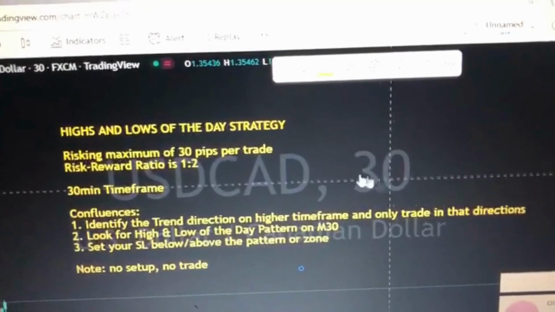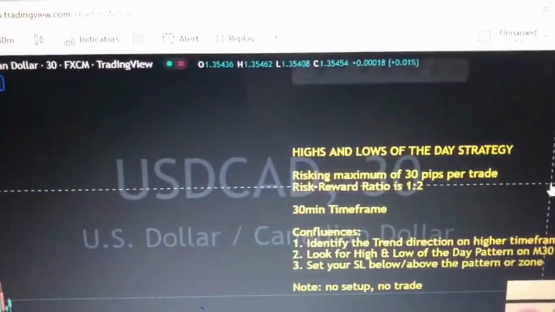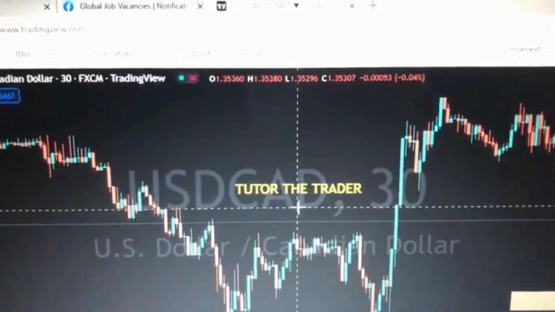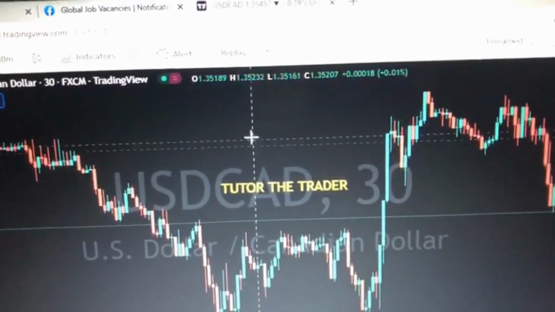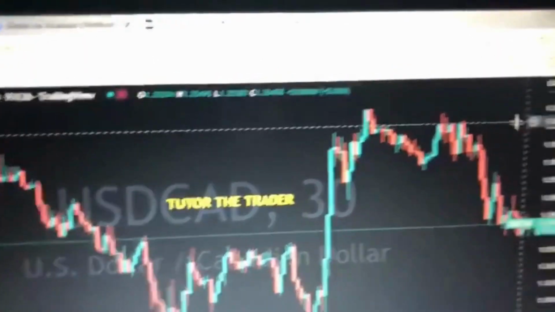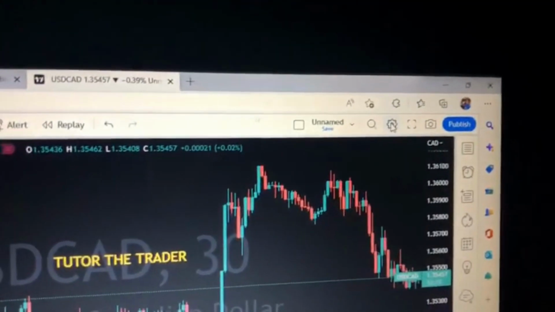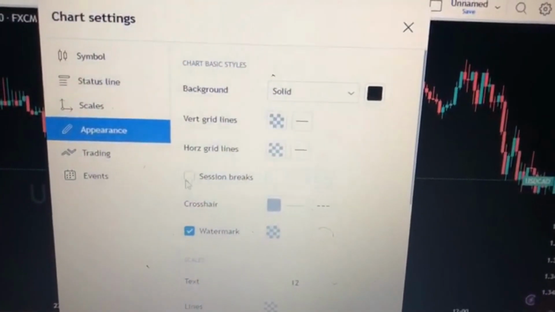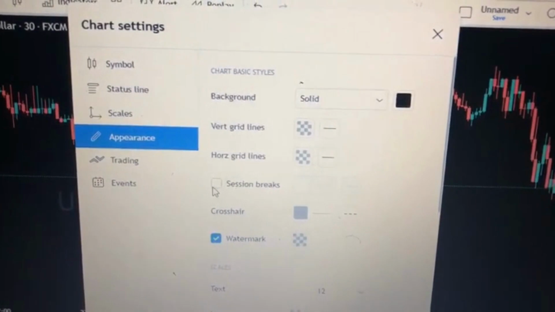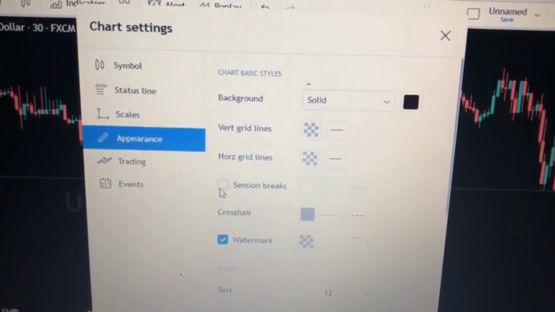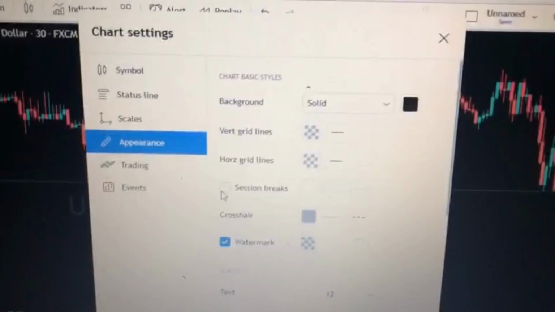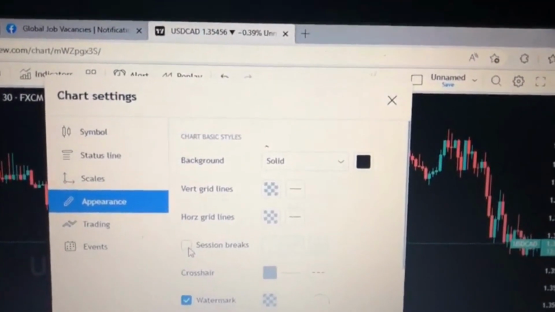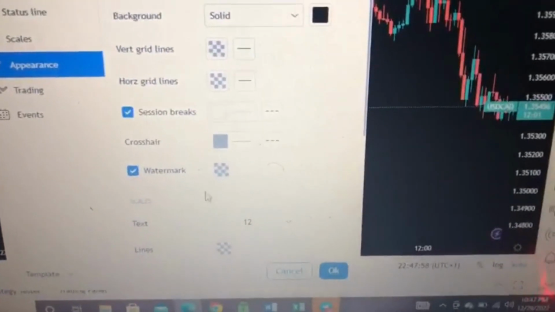I'm going to be using USDCAD as an example. If you are using TradingView like me, you just go to your settings. Then there's something we call a session break. A session break is just a line that will show you when the trade is being open every day from Monday to Friday. Now I'm going to be clicking on this session break, then click on OK.